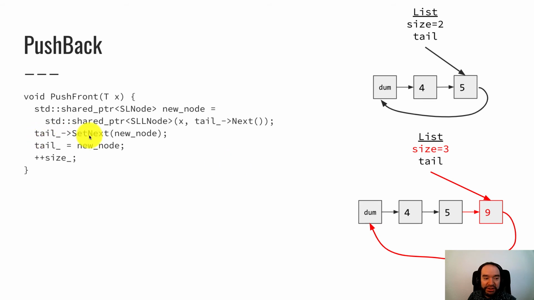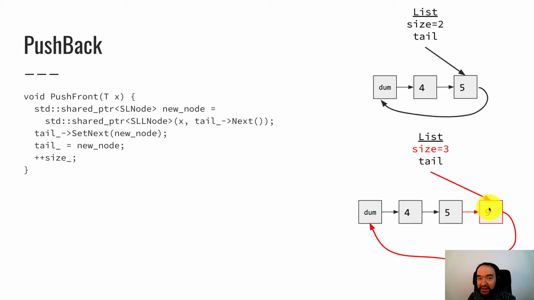Then we need to change the 5 node's next pointer. At the moment, 5 points at dummy and also 9 points at dummy. That's breaking the invariant on the singly linked list. We need only 9 to point at dummy. 5 needs to point at 9. That's the red pointer right here. So the tail changes its next pointer to point to the new node. So tail gives us this node object here. 5's next pointer points at 9.